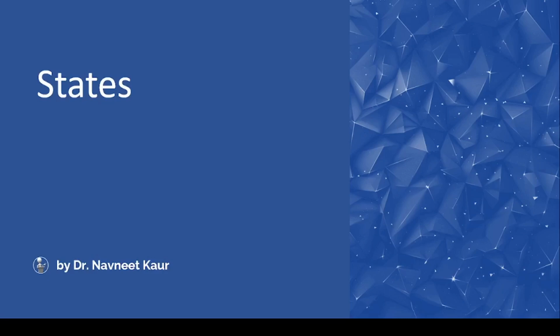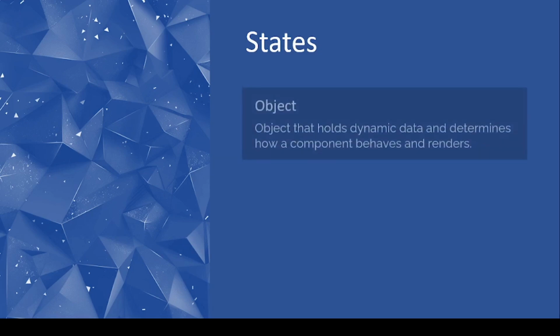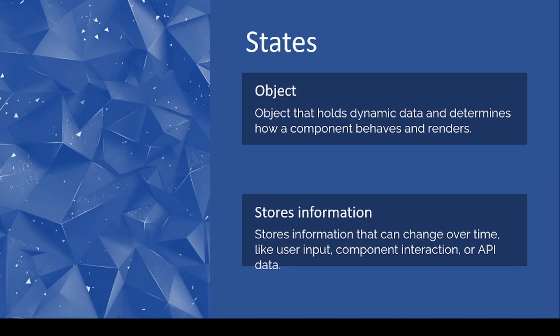In ReactJS, we have a way to dynamically handle the data with the help of states. So what is a state? It's an object that holds dynamic data and determines how a component behaves and renders, and it stores information that can change over time, like user input, component interaction, or API data.